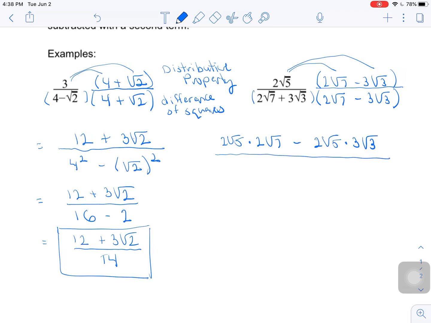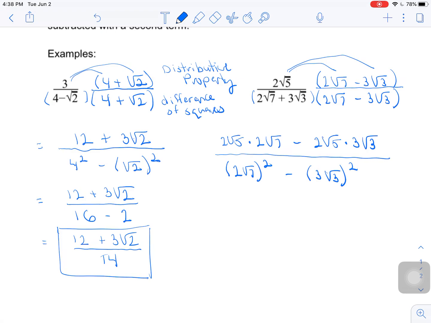Now on the bottom, we've got our difference of squares going on. So the middle terms are going to cancel out. So we end up with just the first term squared minus the last term squared. The first term is 2 times the square root of 7. So I want to take that whole thing and square it, minus the second term. So take that whole thing and square it.